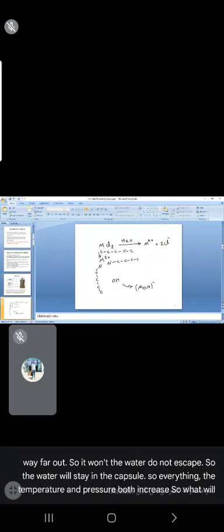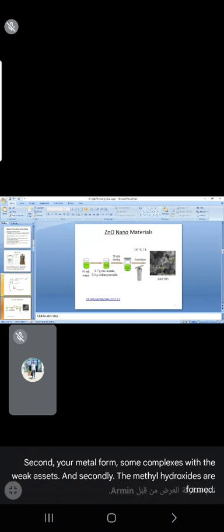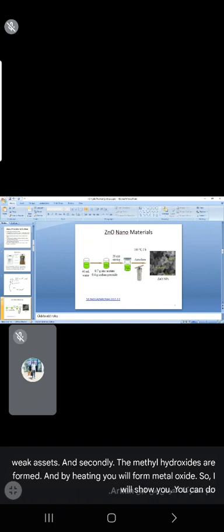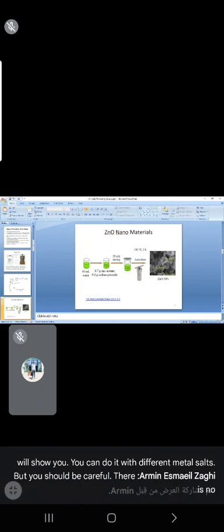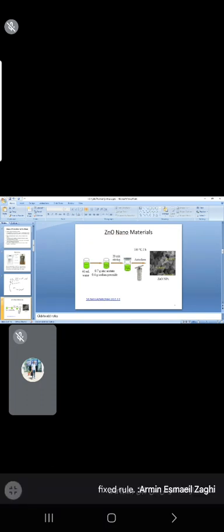So what will happen at high temperature? First of all, your metal will dissolve in water. Second, your metal forms some complexes with the weak acids, and then the metal hydroxides are formed. And by heating, you will form metal oxide. I will show you. You can do it with different metal salts, but you should be careful. There is no fixed rule for synthesis of your material.